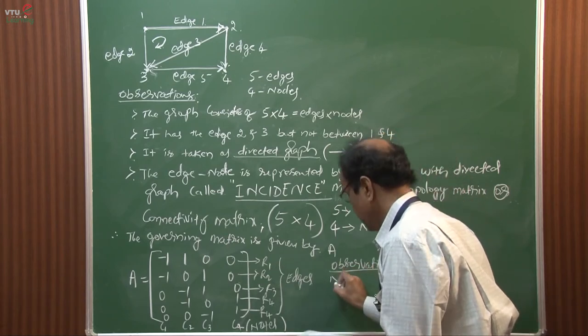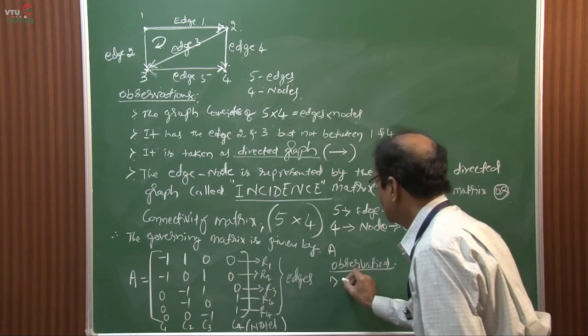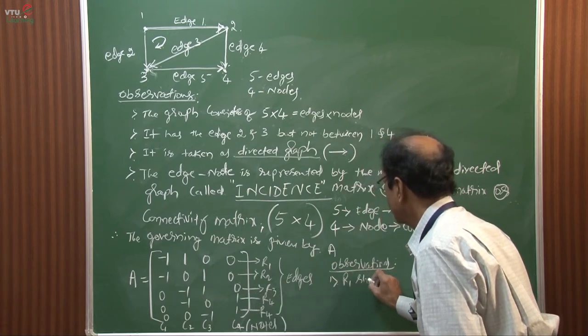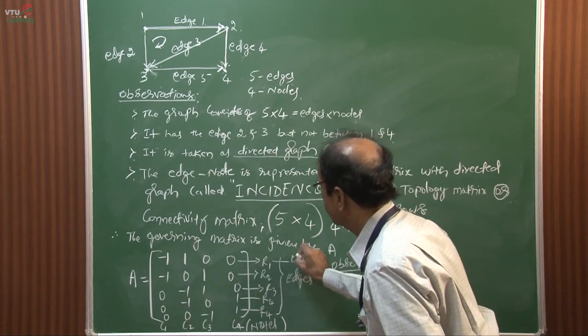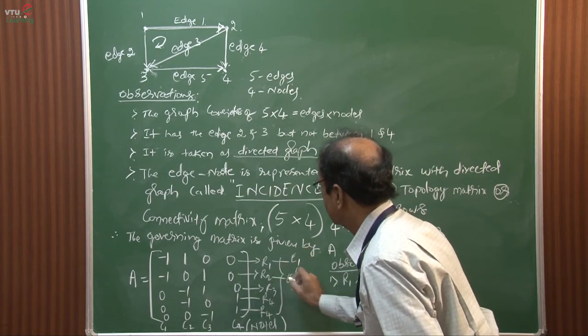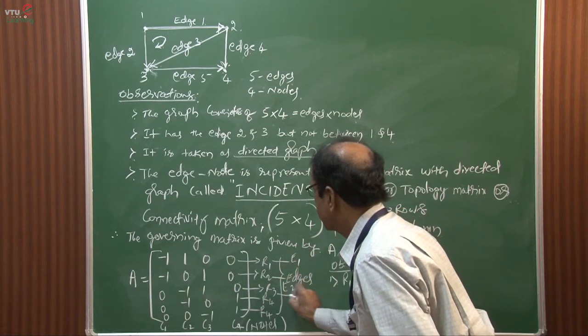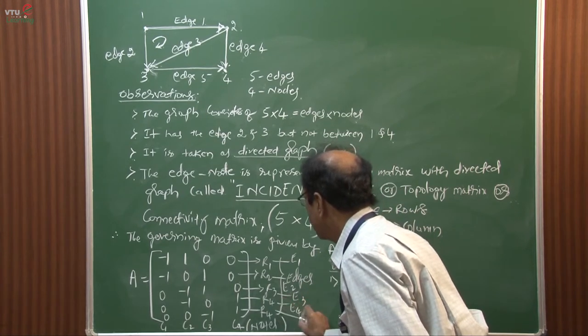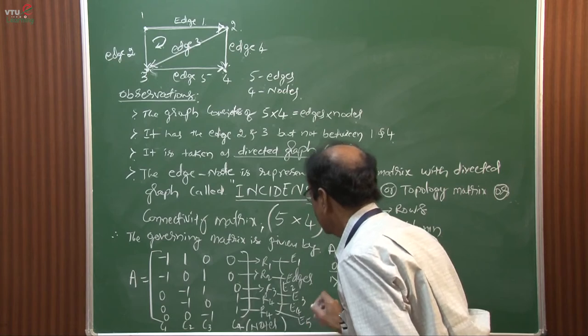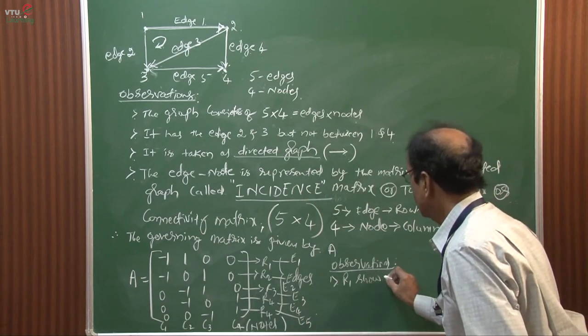The first observation you can write: row 1 shows, that means R1 shows. I take this one as R1 for edge 1, otherwise you can call it E1. This is E2, this is E3, this is E4, this is E5. Row 1 shows E1.